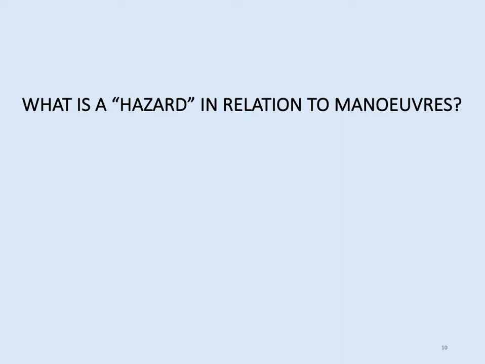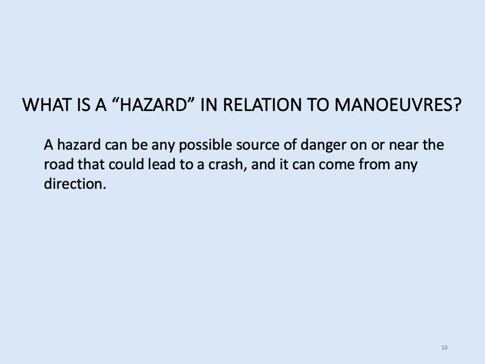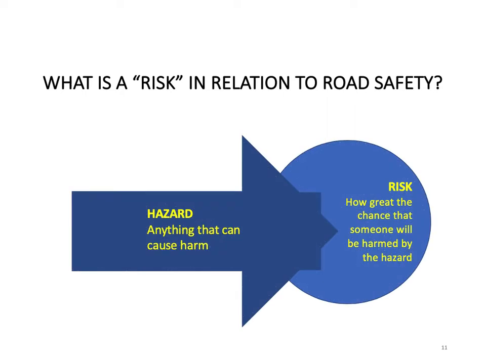What is a hazard in relation to maneuvers? A hazard can be any possible source of danger on or near the road that could lead to a crash, and it can come from any direction. What is risk in relation to road safety? A hazard is anything that can cause harm, whereas risk is how great a chance that someone will be harmed by that hazard.